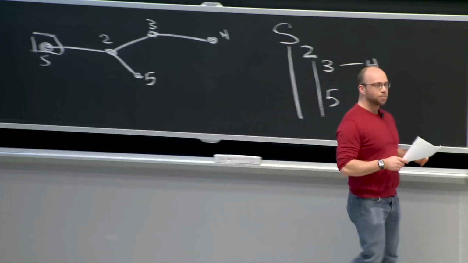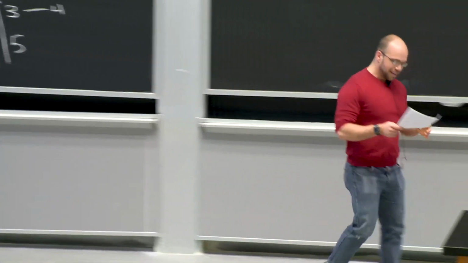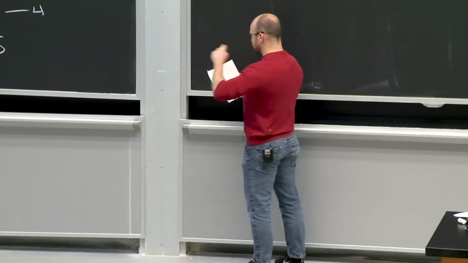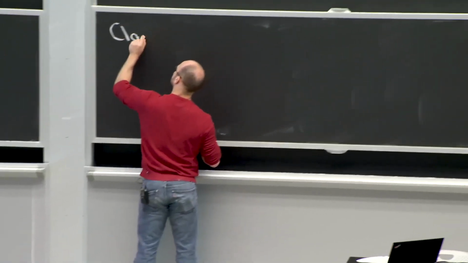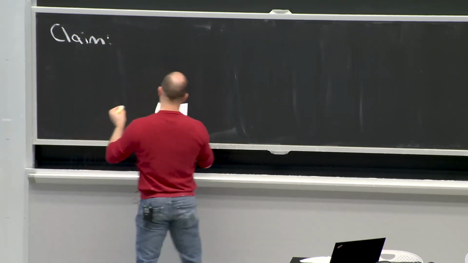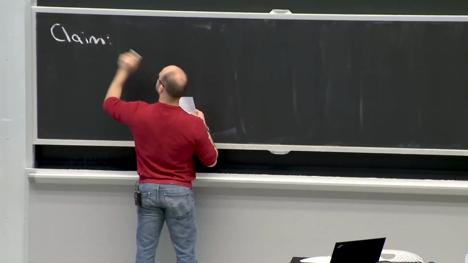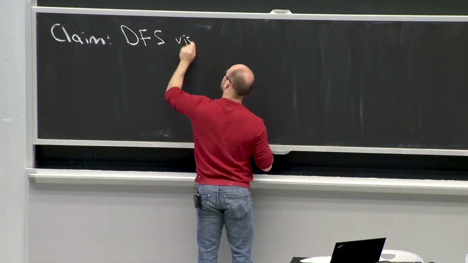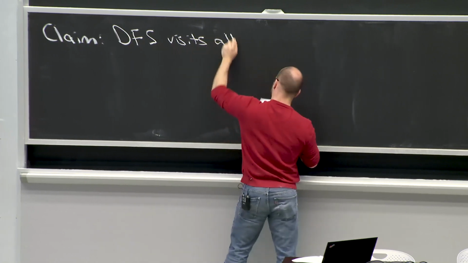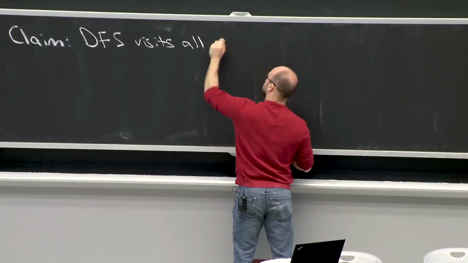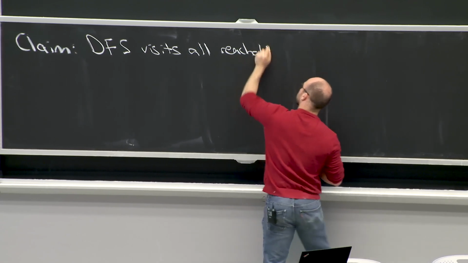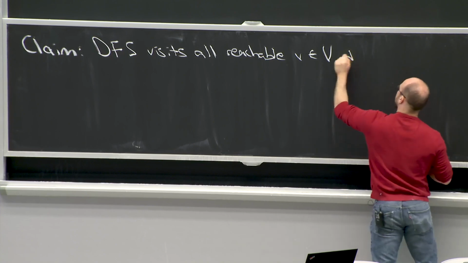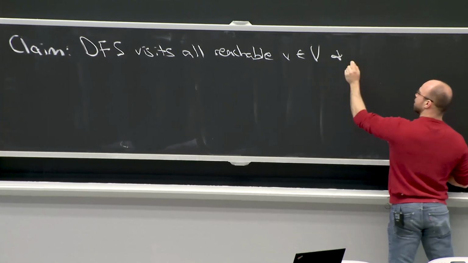Okay, so of course we need to prove that this algorithm does something useful. So let's do that now. In particular, we need a correctness proof. Our claim is going to be that the depth first search algorithm visits all reachable V, and that it correctly sets the parent in the process.